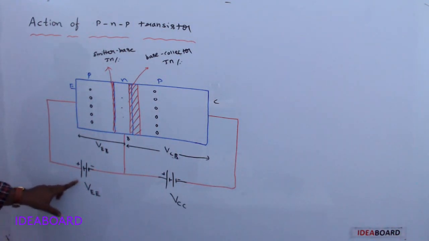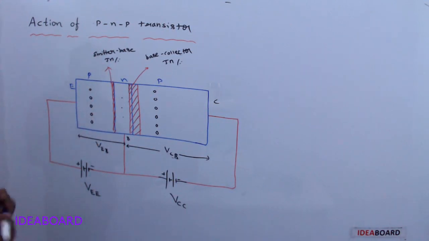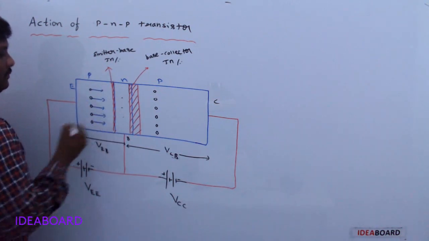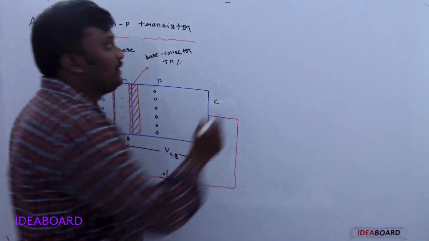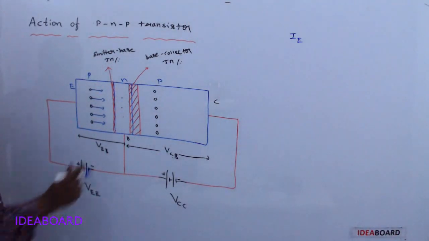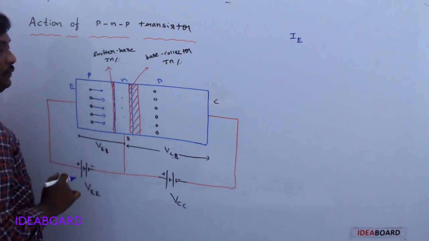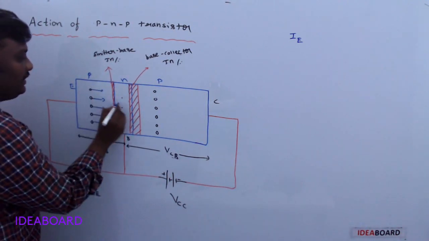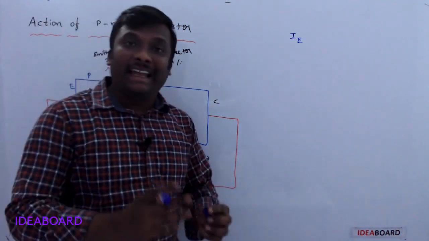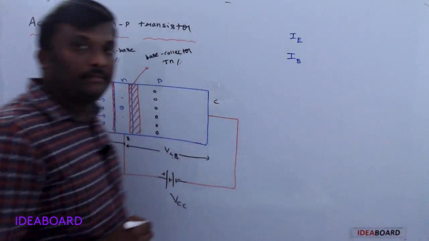The positive polarity of VEE repels the holes in the emitter, and these holes now move towards the junction. The motion of these charge carriers produces the emitter current IE. Okay, since the emitter base junction is very thin, these holes enter the base region. Here these holes recombine with the electrons and get neutralized. So it constitutes the base current IB.